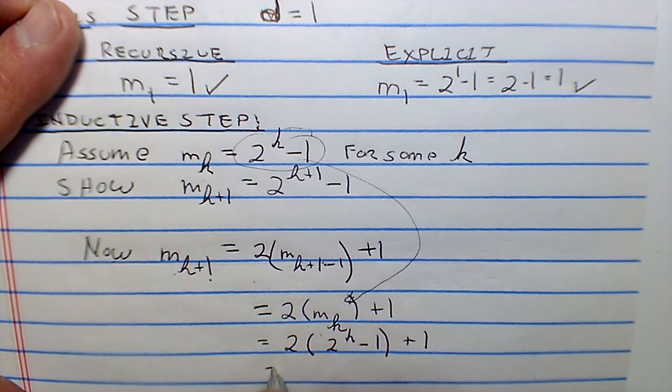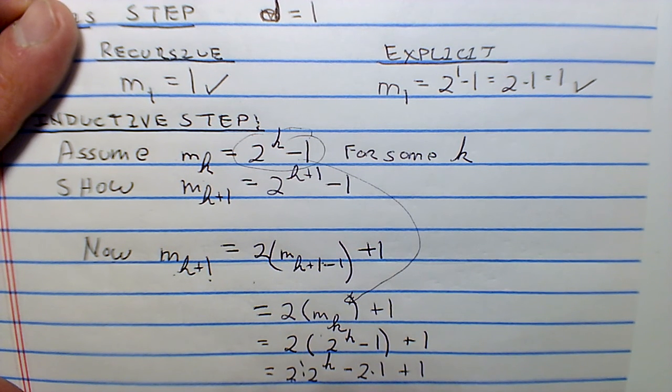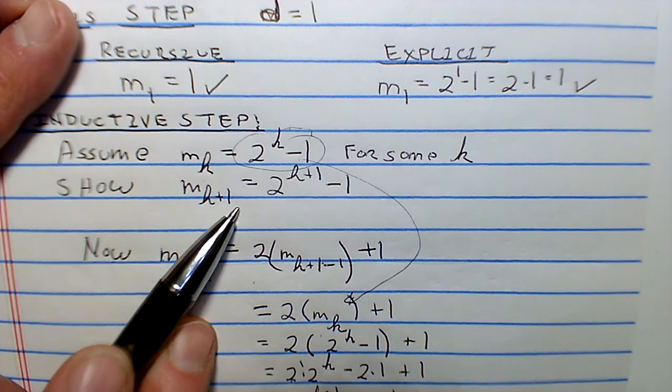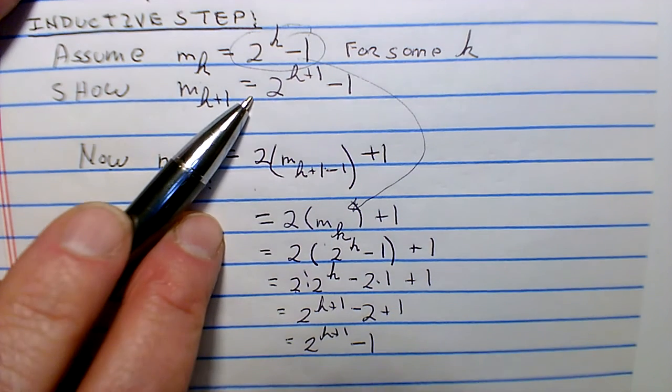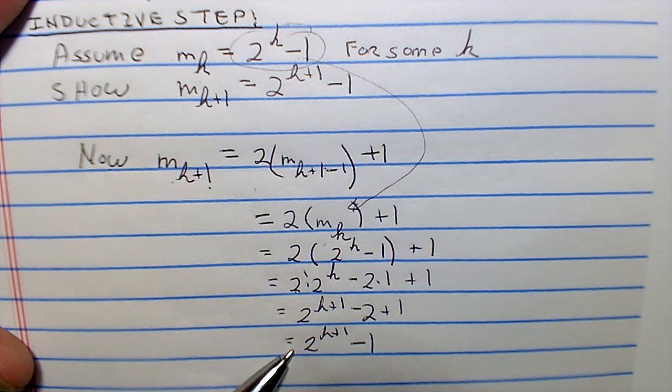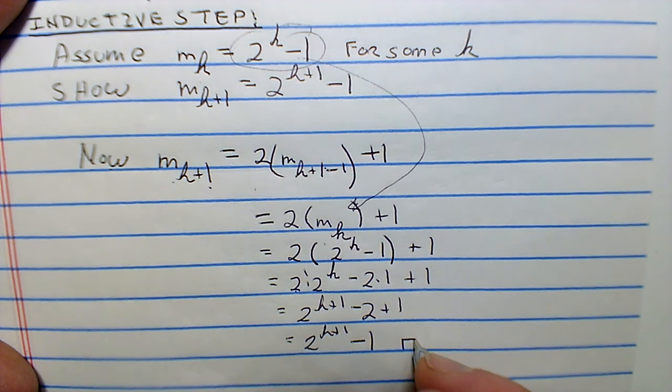Now if I multiply that out, look what I have. 2 times 2 to the k, minus 2 times 1, plus 1. 2 to the first times 2 to the k is 2 to the k plus 1. And what I have is minus 2 plus 1. In other words, I have 2 to the k plus 1 minus 1, which is what I needed. I have 2 to the k plus 1 as the exponent, minus 1. And that's what I needed to show. So I've done that.